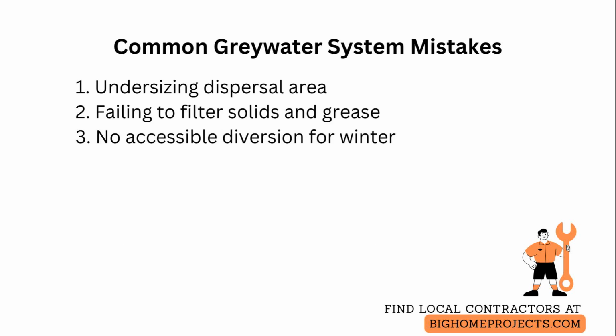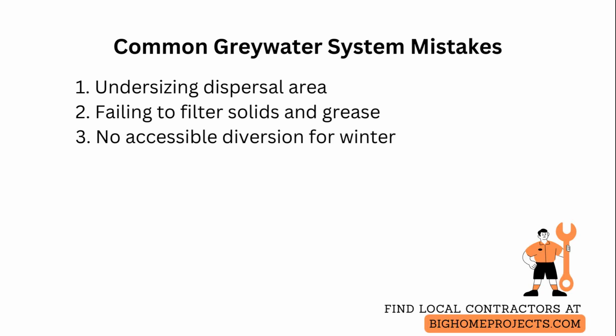A common mistake is undersizing the dispersal area, which causes saturation and surface pooling. Fix this by calculating daily greywater volume and sizing the mulch mound to double the expected peak so soils can percolate freely. Another issue is failing to filter out solids and grease, which clogs lines and harms plants. Resolve that by adding a simple inline filter and using low phosphate and biodegradable soaps and less hair-shedding textiles.